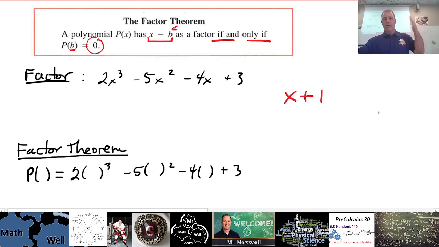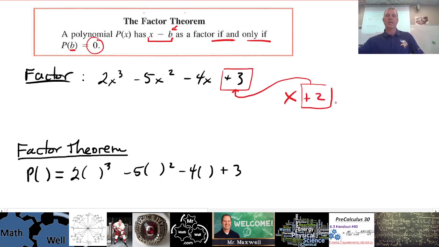Now, let's back up a little bit. Possible binomial factors, if you remember correctly, must have a constant that is a factor of this constant term. So you would not try x plus 2, let's say, because 2 is not a factor of 3. So there's only a limited number of ones that you're going to check here. Let's do x plus 1, x plus 3, x minus 1, x minus 3. Those are the ones you're going to want to check. One of those 4 could possibly be a factor, no other ones.